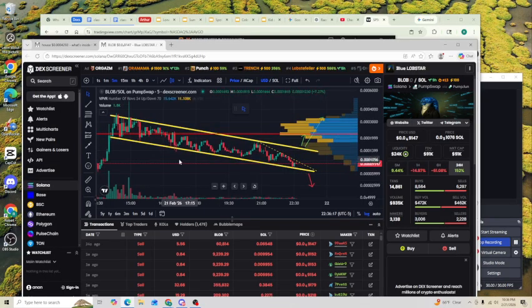So that's blob. Again, I don't know anything about this. This could be the greatest crypto of all time. I don't know anything about it. This is all I can deduce from what I'm looking at in the chart.